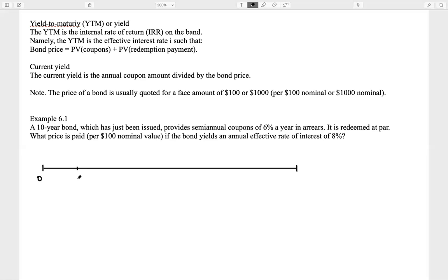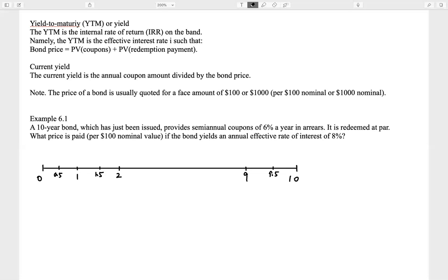So it's a 10-year bond. So I draw it to 10 years. It's semi-annual. So here is a half, 1.5, all the way to 9.5, right? This is when I get my coupons.